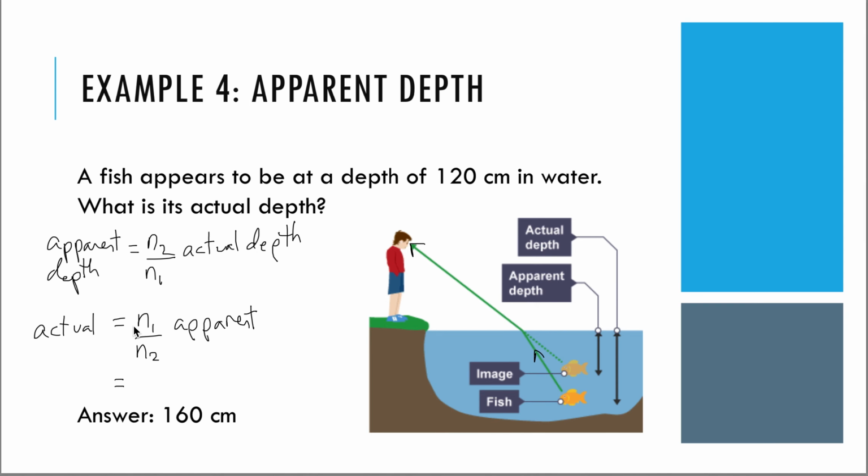So let's write down our numbers. N1 is the water here, and we're going to use a value of 1.33 from our table earlier. And then N2 is the air, and that's always equal to 1 for the index. And the apparent depth was 120 centimeters. So when you multiply 120 by 1.33, we're going to get an actual depth of 160 centimeters. So this was just an example of using Snell's law, and we're going to do more examples in the following videos.